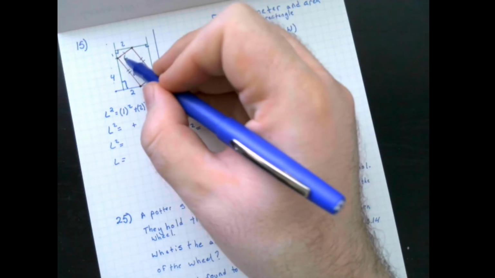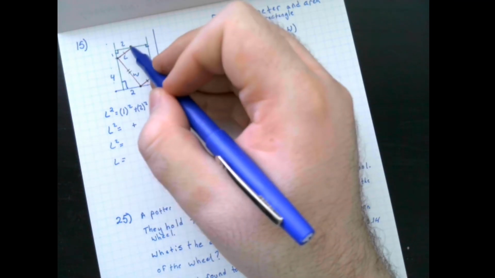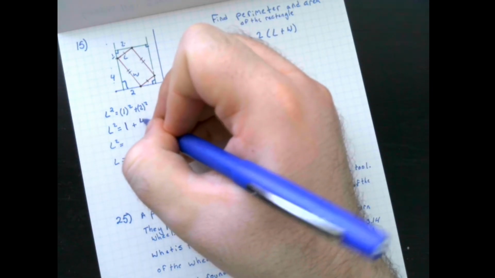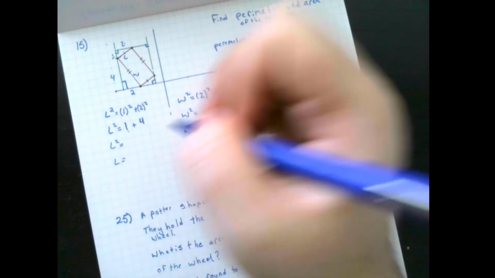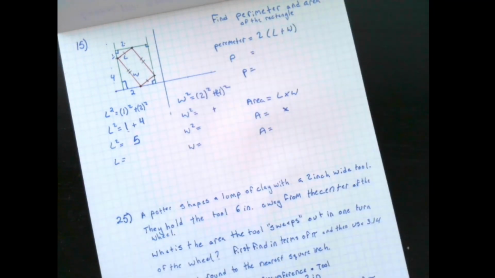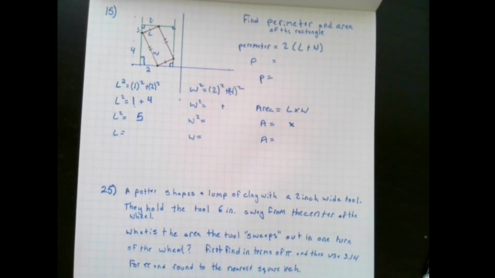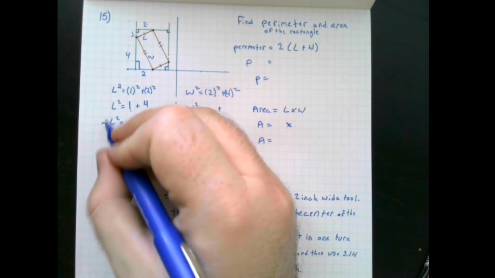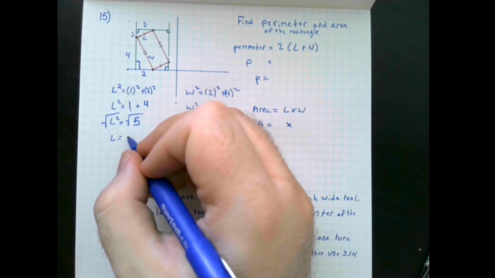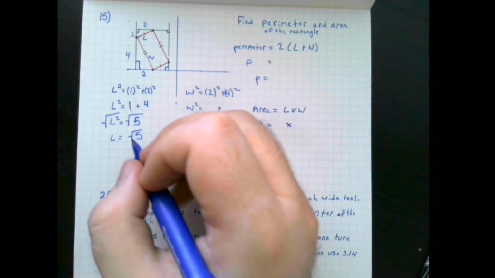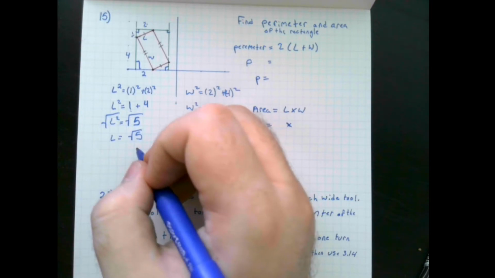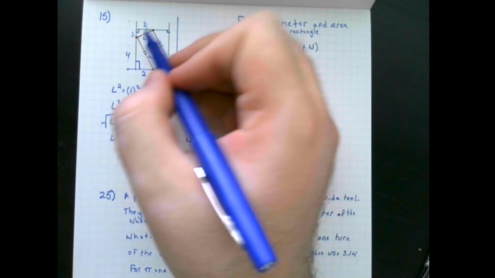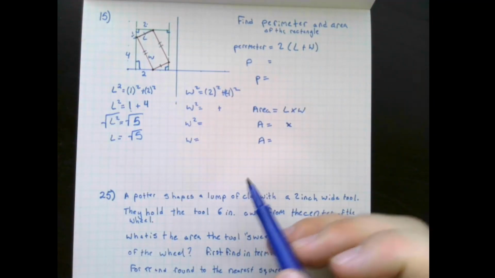So, starting with the length. The length is the hypotenuse of a triangle with sides 1 and 2. 1 squared is 1, 2 squared is 4, which means that the length squared will be 1 plus 4, which is 5. Now, if we take the square root of both sides, the length will be the square root of 5. Now notice, since this is a length in a geometrical problem, I am not including the plus or minus, because we cannot have a negative length.